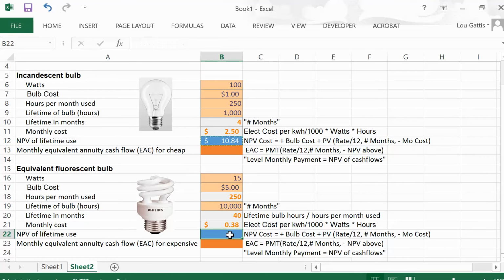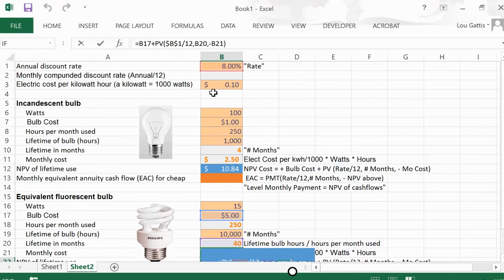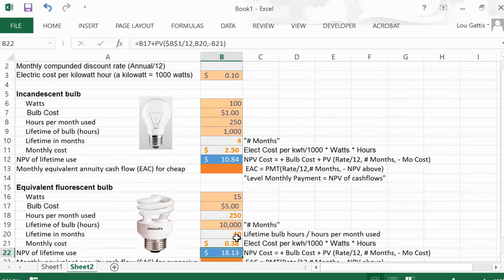Now if I copy this down to this bulb, as long as I anchored the rate, this one has a present value of $18. Now, why is the present value so much higher? Because it cost more, and even though this one is much cheaper per month, it's there for 40 months.